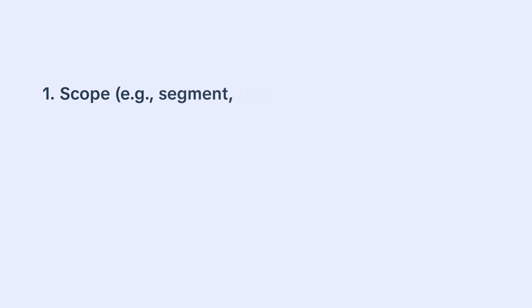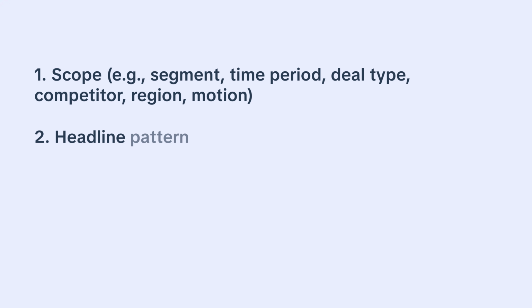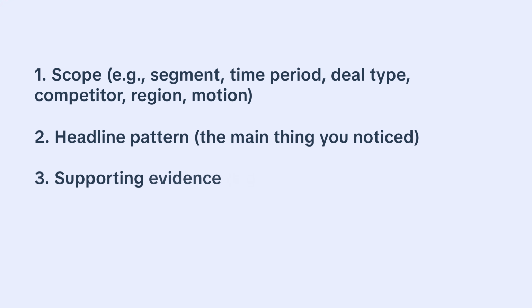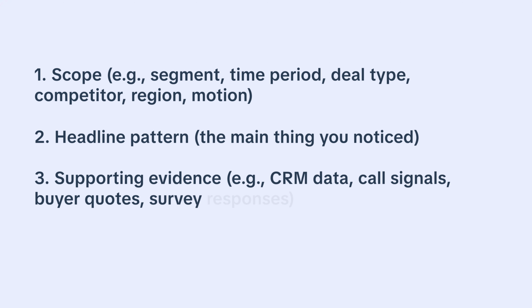This is a simple working artifact that helps stakeholders see one meaningful pattern, understand why it matters, and agree on 1 or 2 actions. So a good one-page brief should include 6 things. First, the scope. What segment, time period, deal type, competitor, region, or motion do you analyze? Second, the headline pattern. What is the main thing you noticed? Third, supporting evidence. This might include CRM data, call signals, buyer quotes, survey responses, or examples from specific deals.